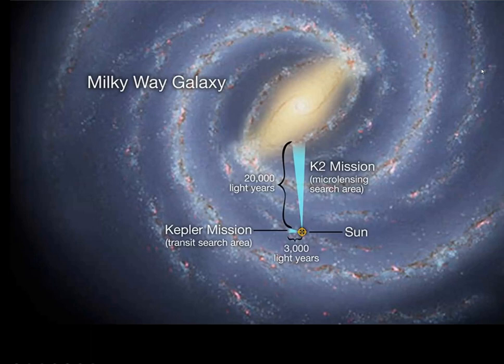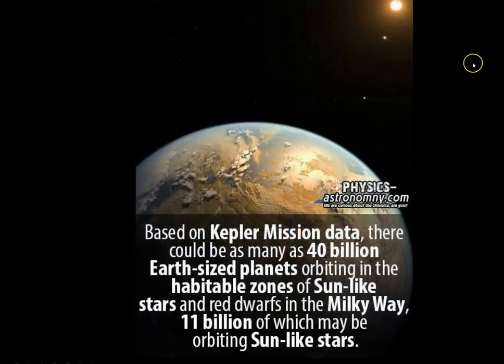That could lead you to some food for thought like this. Based on Kepler mission data, there could be as many as 40 billion Earth-sized planets orbiting in the habitable zones of sun-like stars and red dwarfs in the Milky Way, 11 billion of which may be orbiting sun-like stars.